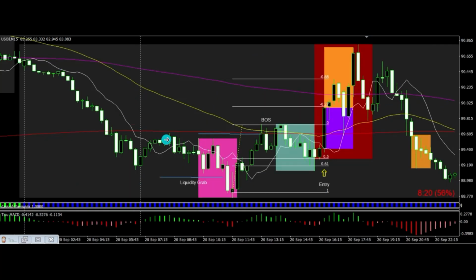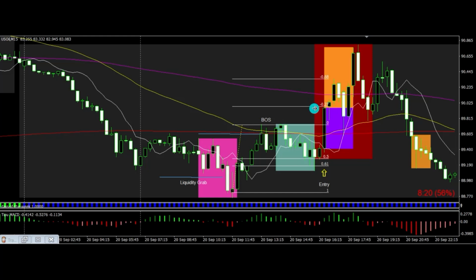Here's another buy trade that was a little difficult to go through. The liquidity grab happened during London. There was also a break of structure, and then price retraced back to the 50%. Then the cross above the 4 EMA was a very big candle. You might want to reconsider entering here because you're entering at the 1.27.